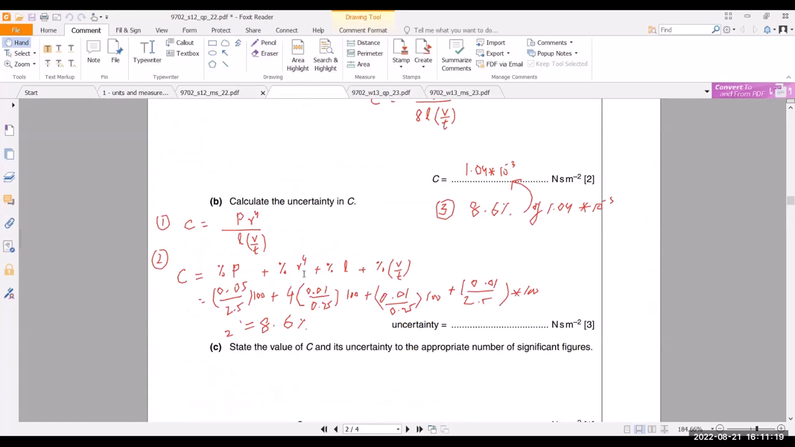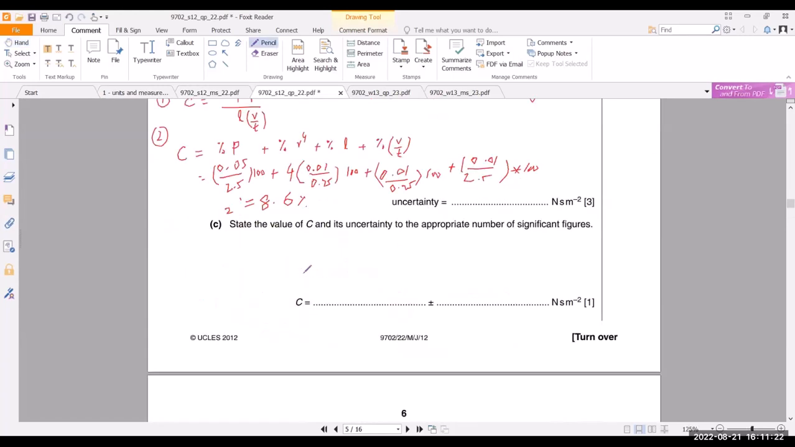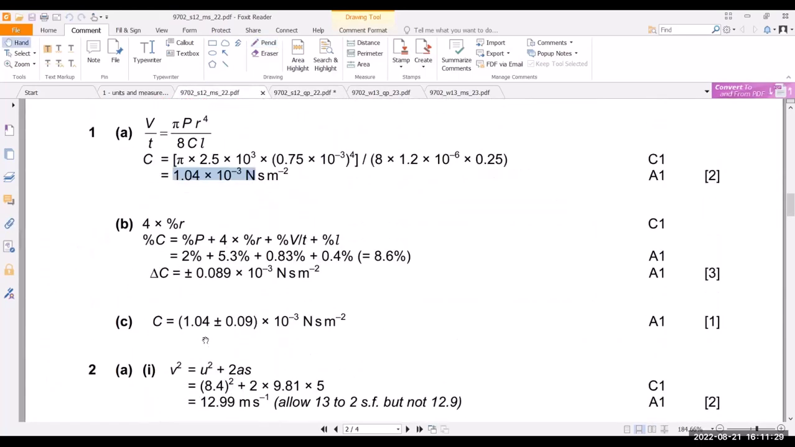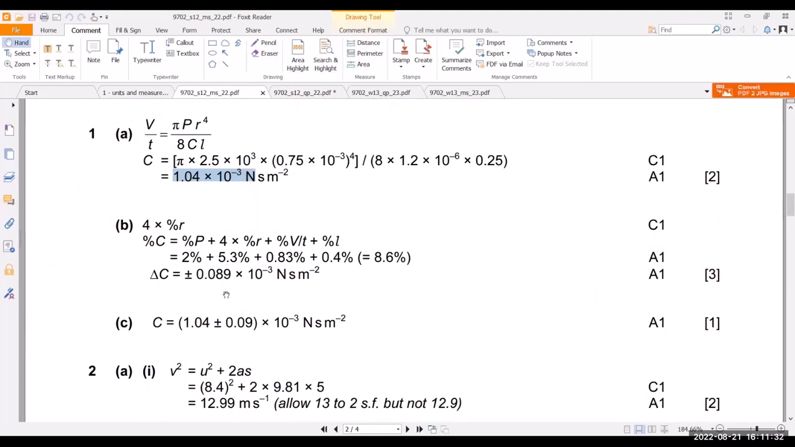Now in part C, state the values of C and its uncertainty to an appropriate number of significant figures. Now see over here, in part C, the answer is 0.089. I have 3 significant figures over here, or you can say after the decimal part we have only 2 figures, so I have to round up to 2 decimal places. So I will round it to 0.09. I hope you have got the idea.